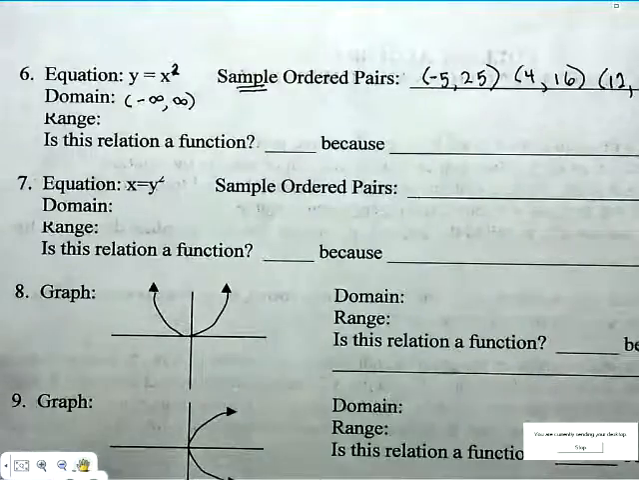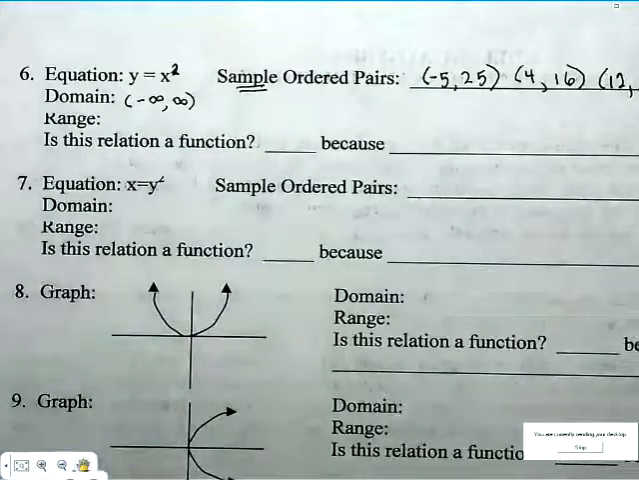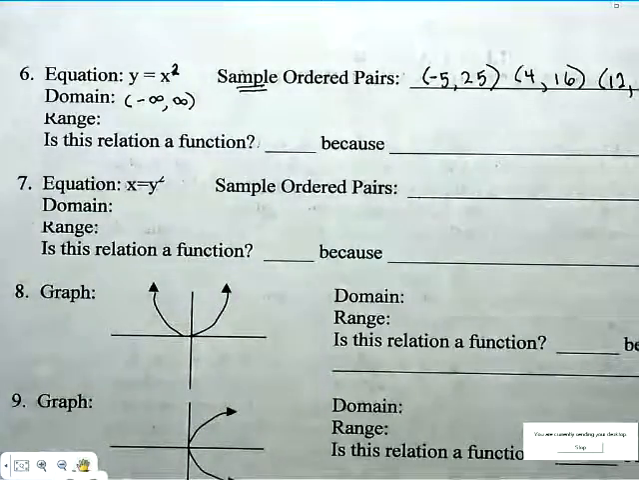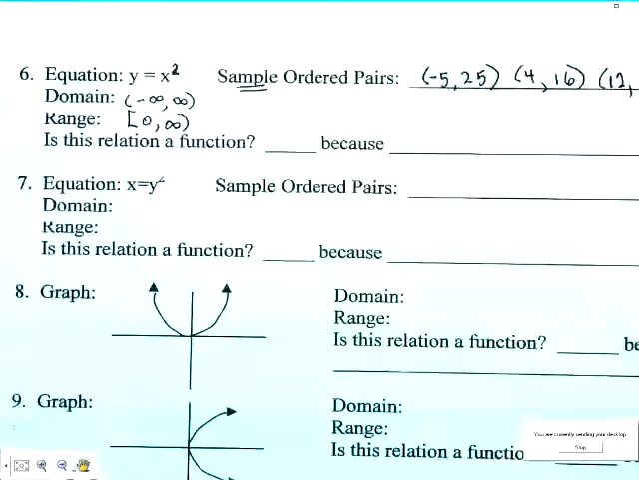So the range, you said 0 to infinity, is 0 included? Yeah, you can square 0 and get 0. So 0 is the very smallest element in the range, but those y values can get infinitely big.